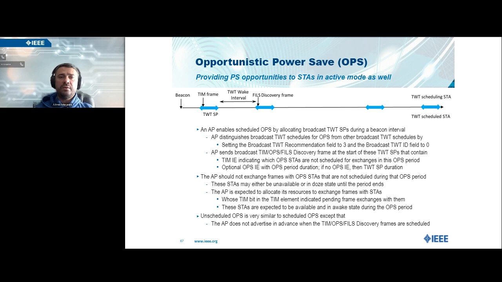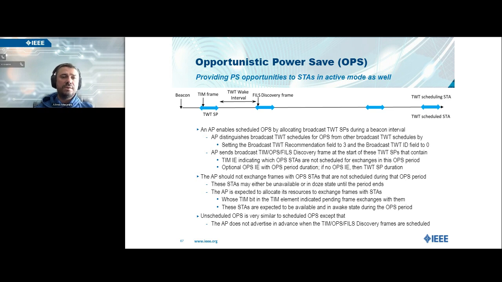The TIM information element and OPS element in that particular frame tells that set of stations to not interact with this AP for that amount of time, which is identified by the OPS period. Now, during this OPS period, the stations are not expected to exchange any frames with the access point. And likewise, the access point is not expected to exchange any frames with those stations. This ensures that the station can go to those states for that amount of time and essentially come back after the OPS period ended.